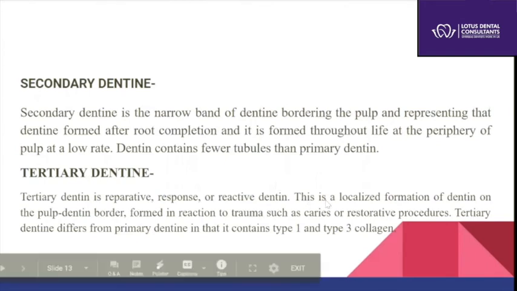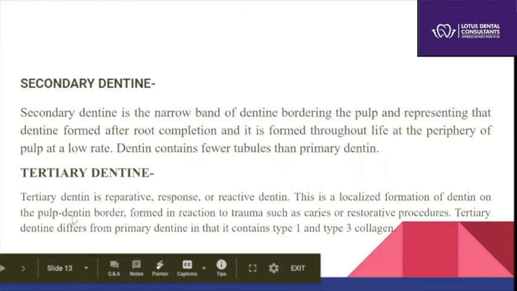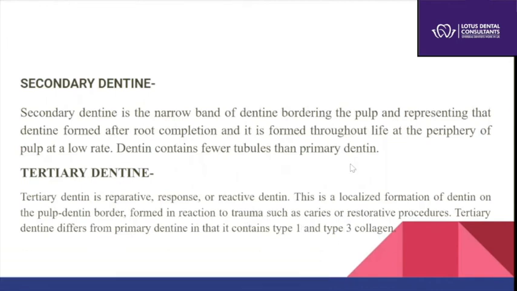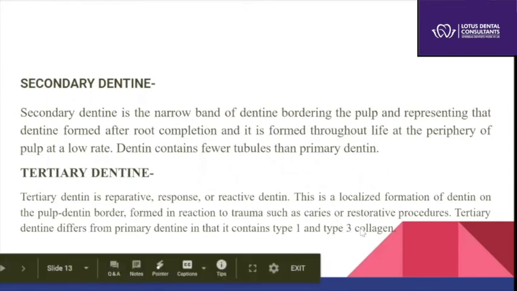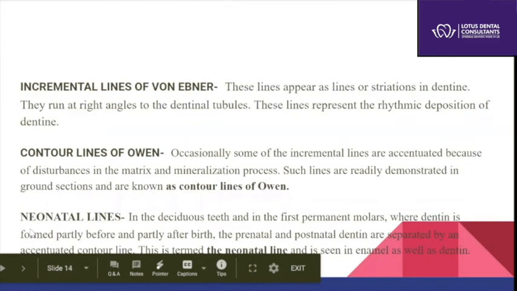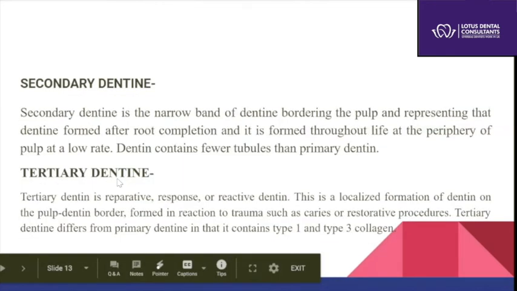So this is a localized formation of dentine on the pulp dentine border, formed in reaction to trauma such as caries or restorative procedures. Tertiary dentine differs from primary dentine in that it contains type 1 and type 3 collagen. Very important. Primary dentine only has type 1 collagen, while tertiary has type 1 and 3 both. This is also a question which is asked. In normal dentine, we classify the organic part as type 1 collagen, like in the composition that we read in the beginning.